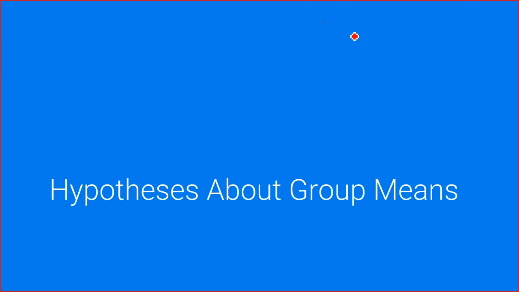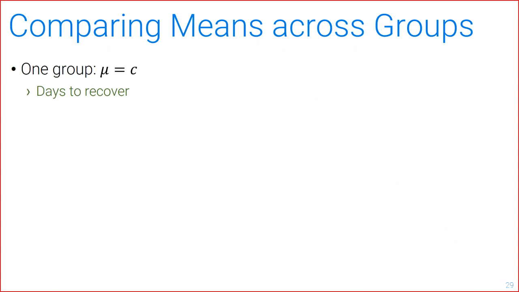Okay, we are back. So let's talk about using the linear model to compare group means, to test hypotheses about group means. One hypothesis that we could have is if we only have one group, and so the model would be essentially that mu, the mean in the population, equals a certain constant. For example, we could think about testing the days to recover of patients. We're just interested in figuring out what that mean is.